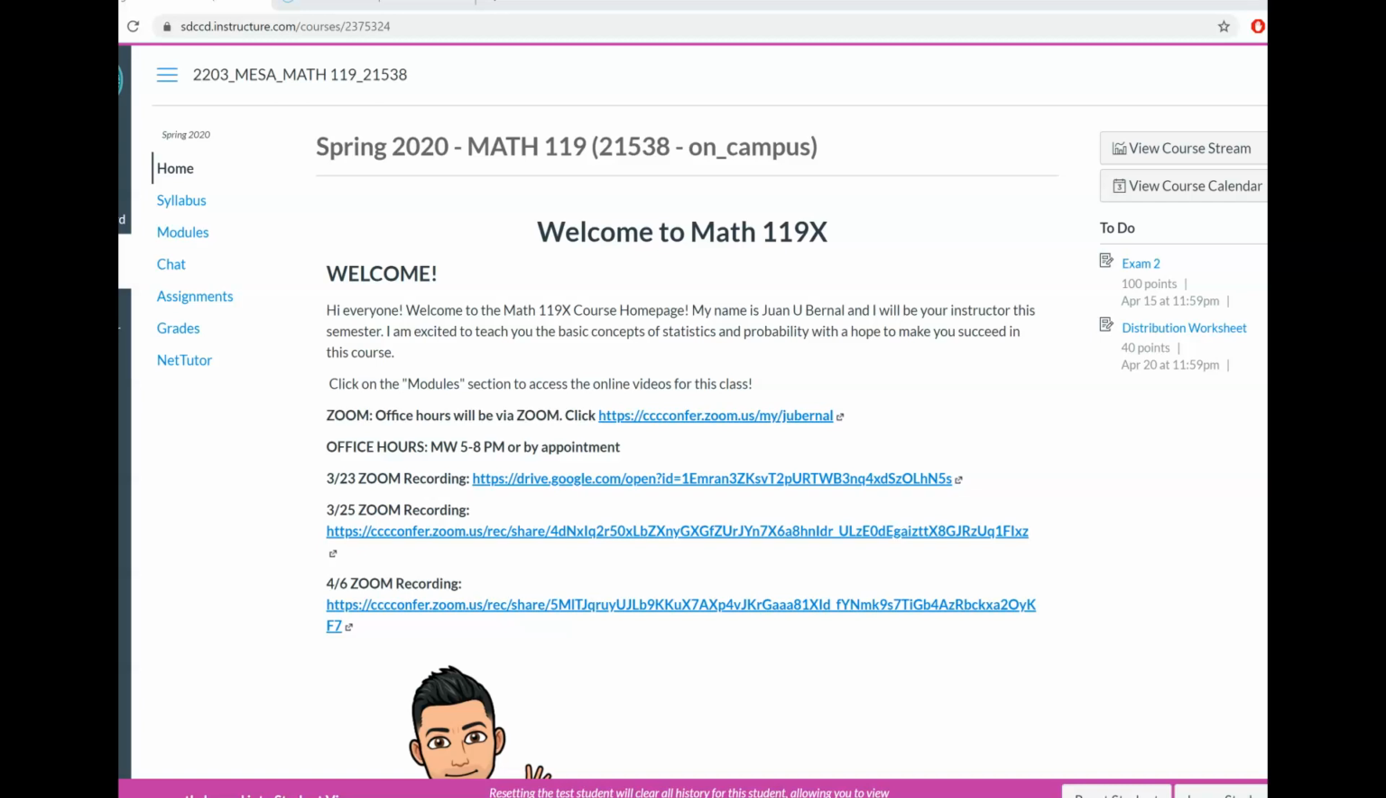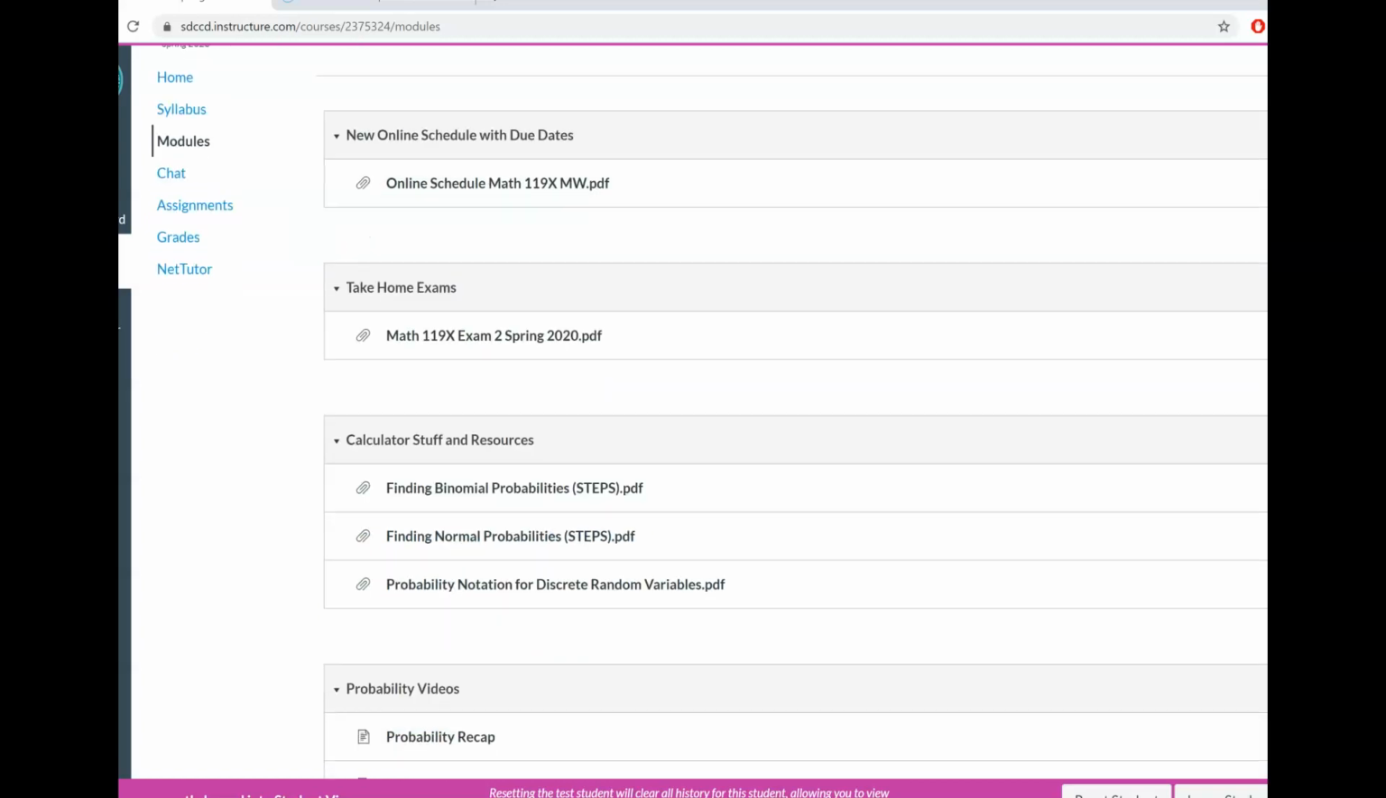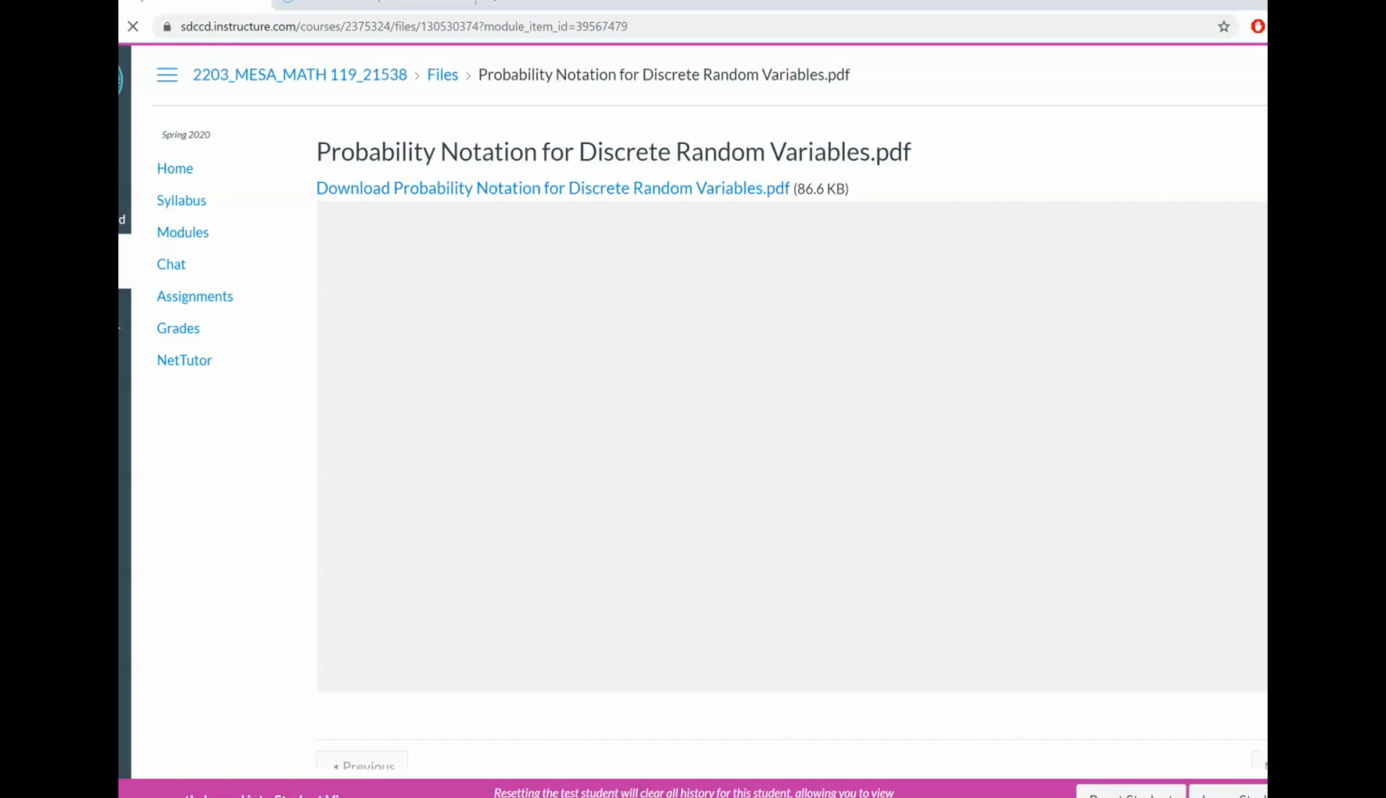Before we continue with the binomial distribution, I do want to show you one thing that I've uploaded on Canvas. If you click on modules, and then go down to the calculator stuff and resources, there's a third thing that I just uploaded, called probability notation for discrete random variables. Let me click on that and download it.